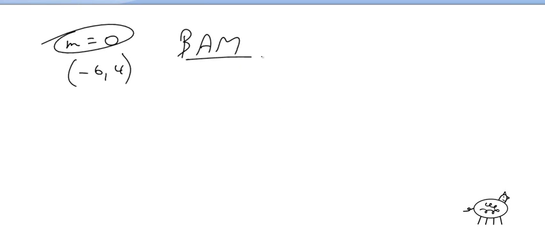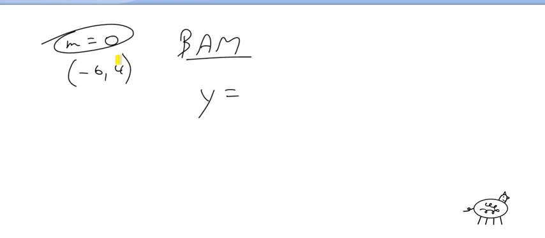Let's try another one. m is equal to 0, and it passes through the point negative 6, 4. What does that mean? As soon as you see a 0 slope, that's BAM. It's a fast problem. You should say, 0 slope, y equals. You've got to know that when m is 0, it's a horizontal line, so y equals. And if it's undefined, it's a vertical line. Get those two straight.